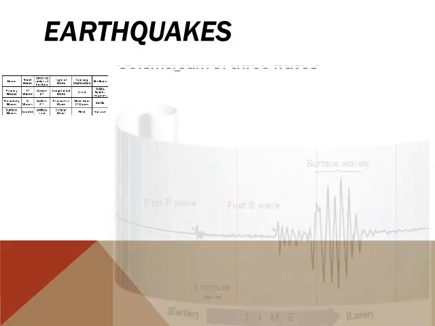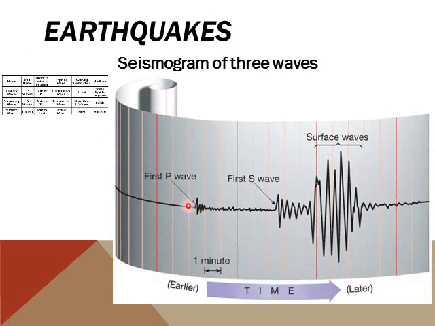So this is a seismogram, and basically what it does is it shows you the P wave, the S wave, and the surface wave, and how much time passes between each one. And you can see that the amplitude of each one increases, which basically means that as the amplitude increases, so does the destruction and how much it vibrates the Earth.